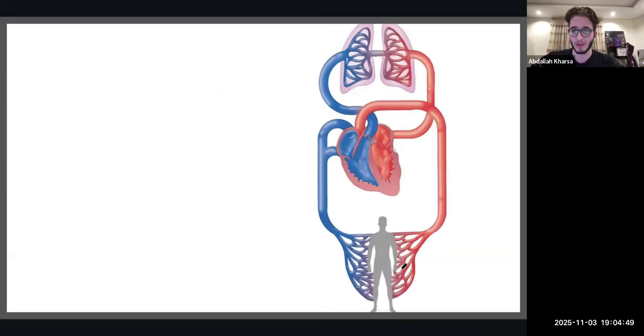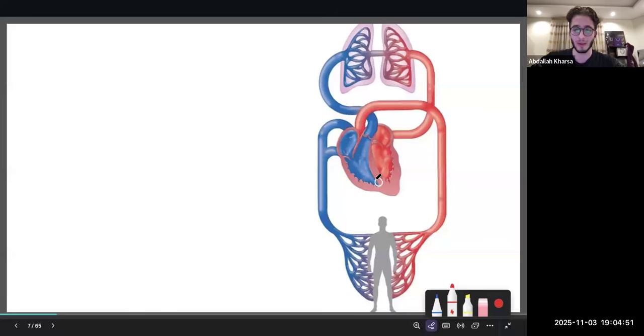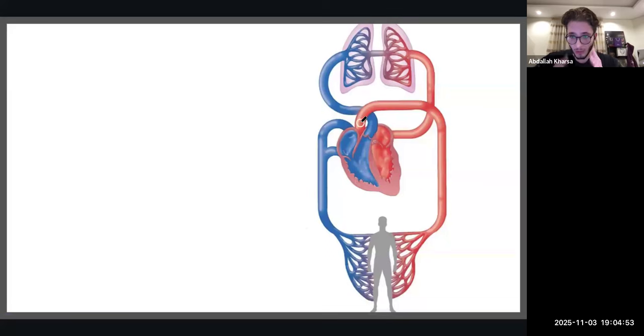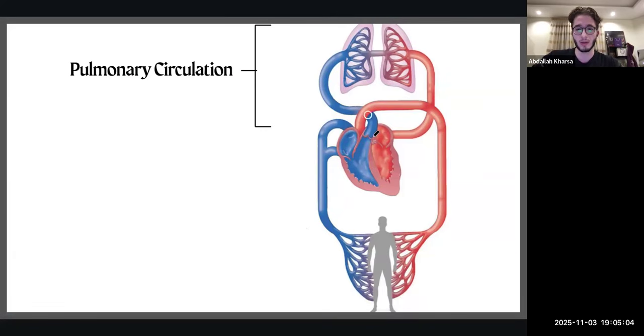I know it's not very realistic because you have this whole human being and then you have a heart and lungs right here, but don't worry. I want you to look at this and remember how blood flows, right? When blood is pumped out of the right ventricle, it goes to the lungs, and we call that the pulmonary circulation because that's where the blood gets oxygenated at the lungs.